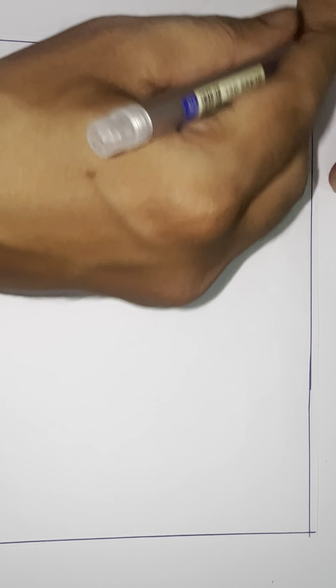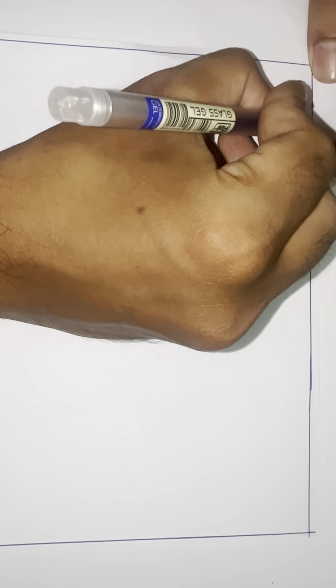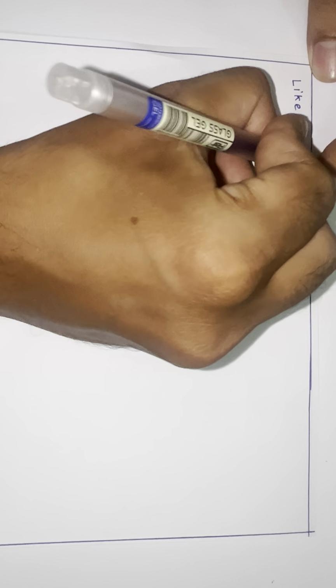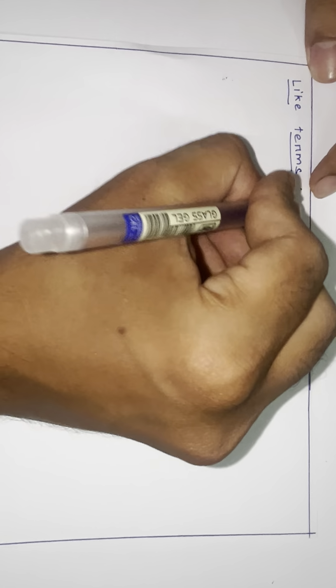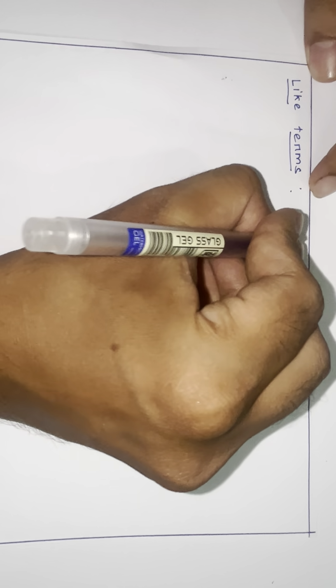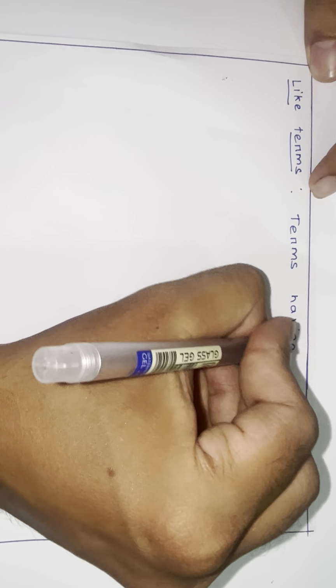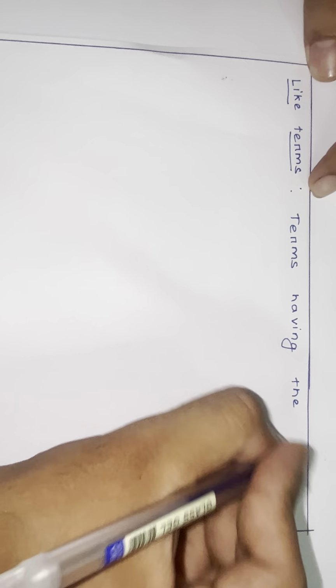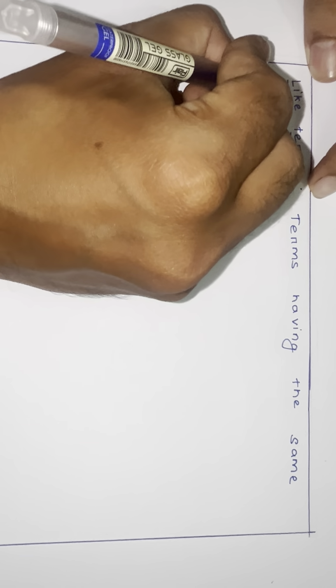The next concept you need to know is the concept of like terms. So what are like terms? Like terms are terms having the same variable.